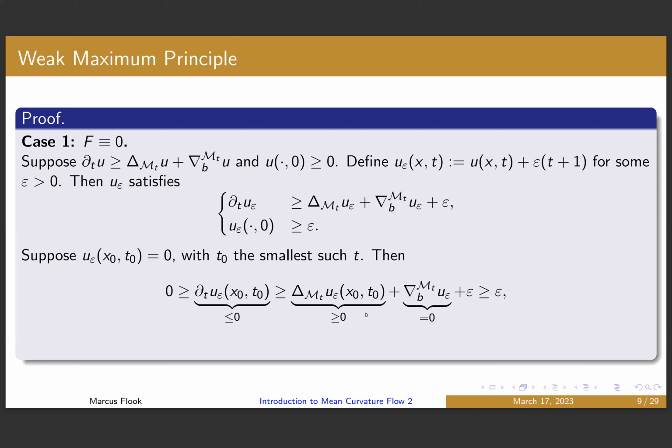So on the right-hand side, this expression has to be greater than or equal to epsilon. On the left-hand side, this has to be less than or equal to 0. So we arrive at a contradiction. What this contradiction in particular tells us is that therefore u epsilon has to be greater than or equal to 0 for all epsilon and for all time where such a solution exists. And so u has to be bigger than or equal to 0.